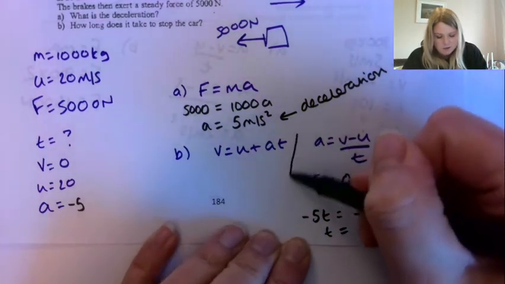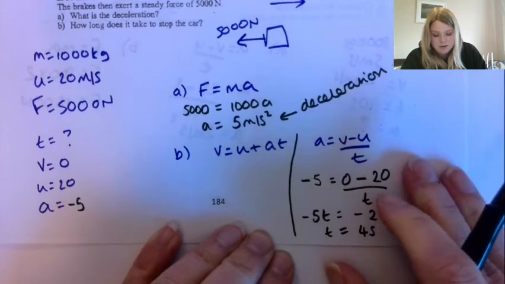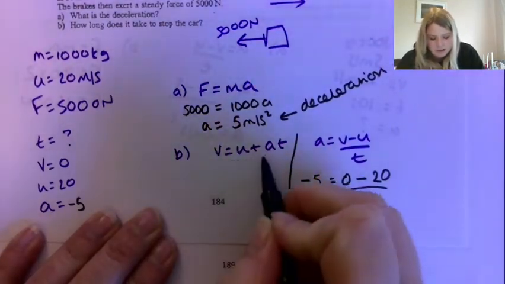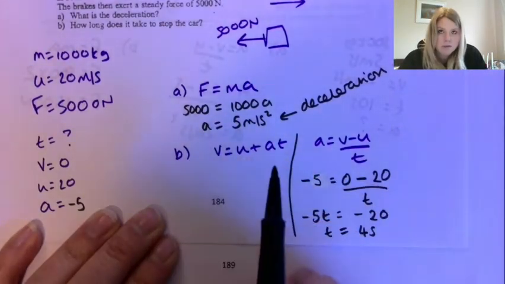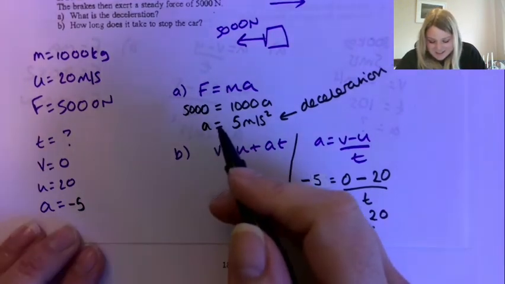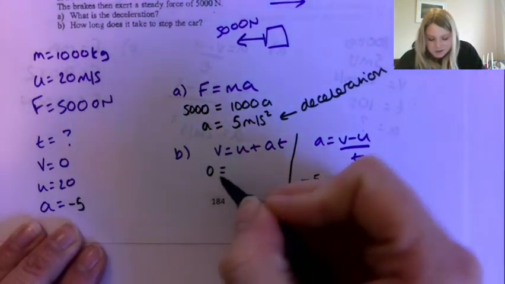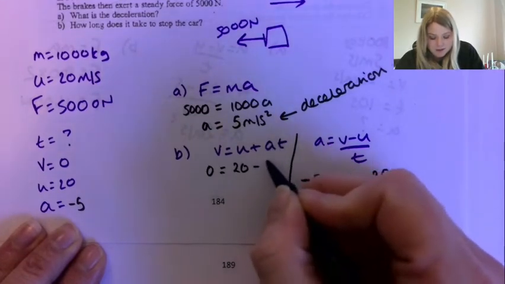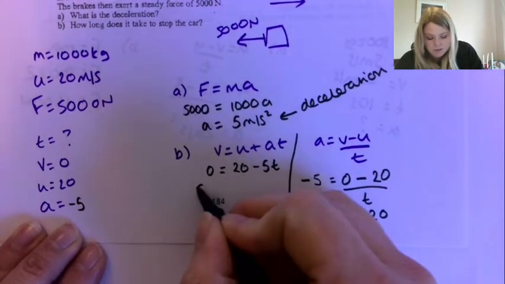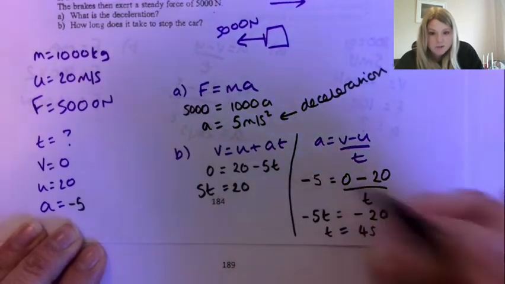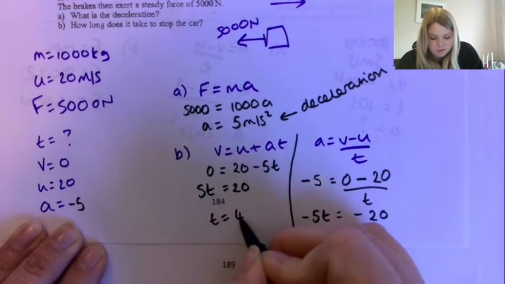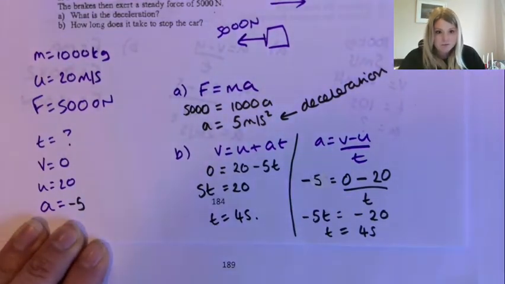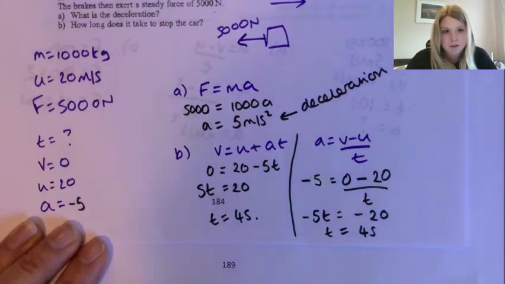Now I was a wee bit all over the place there, so I'm going to do it again using this one. So if I use this, v equals u plus at. So 0 equals 20, and then substitute minus 5 for a, minus 5t. Bring this over the other side, we get 5t equals 20. Divide both sides by 5, we get 4 seconds. Okay, hopefully that made sense to you.